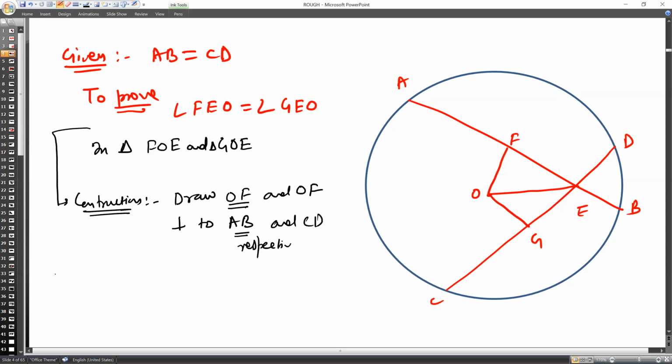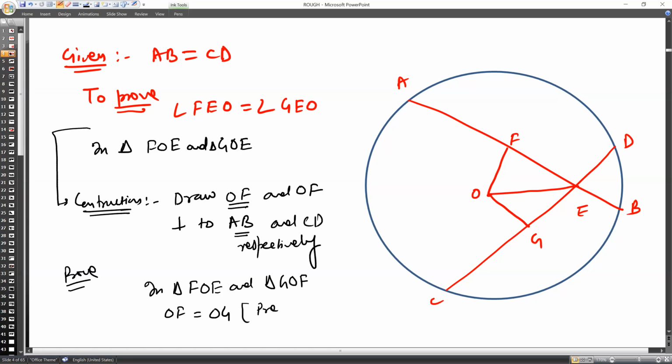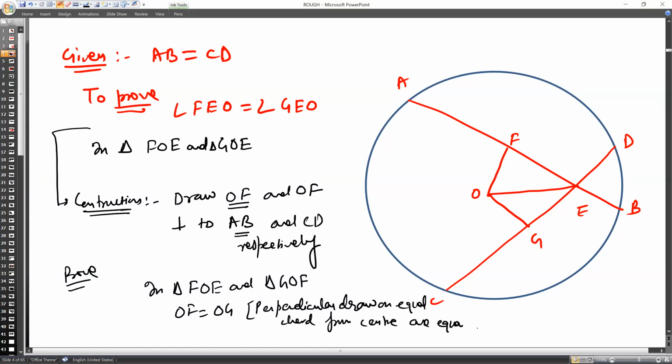Then prove. You will take triangle FOE and triangle GOE. You will write here that OF is equal to OG. The reason is perpendiculars drawn on equal chords from the center are equal. Okay, this is the first one.